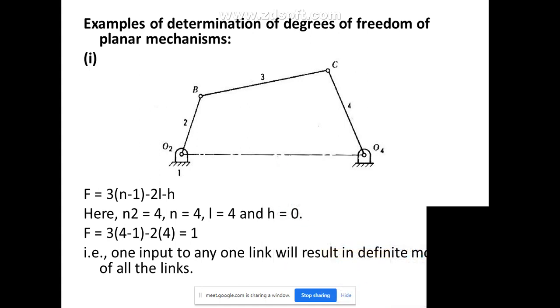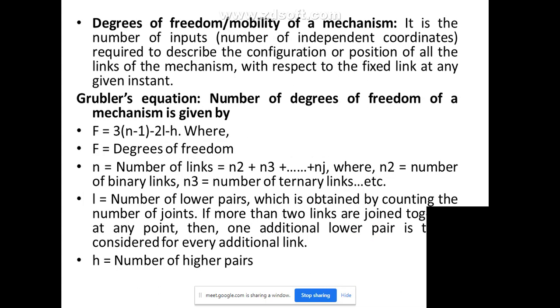Sir, can you show the previous image? You have not written? Mainly concentrate on the equation. Other things I'll tell you, don't worry.